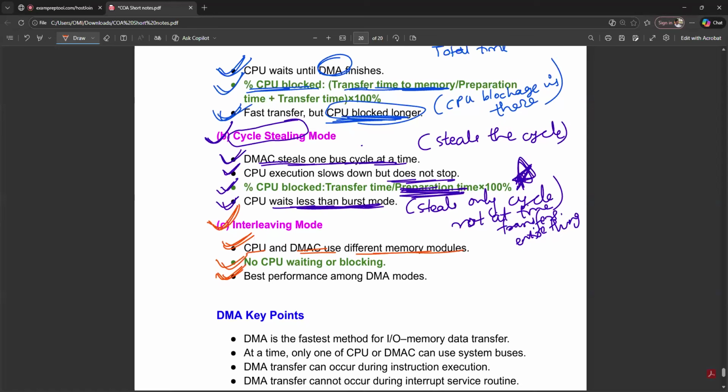In interleaving mode, the CPU uses different memory modules and the DMA controller uses different memory modules. In that way both are interleaved, right? So no CPU waiting or blocking is there. Got it?